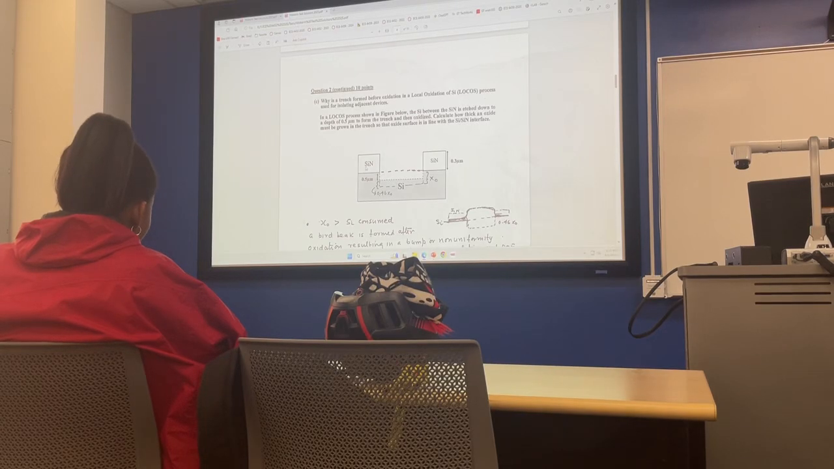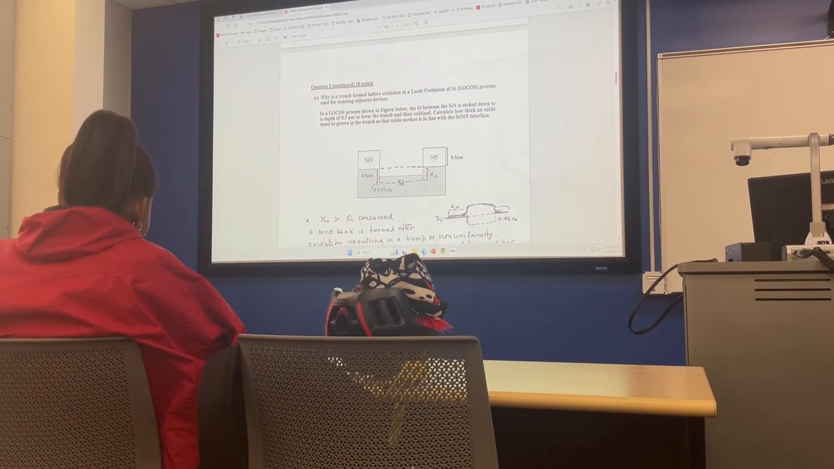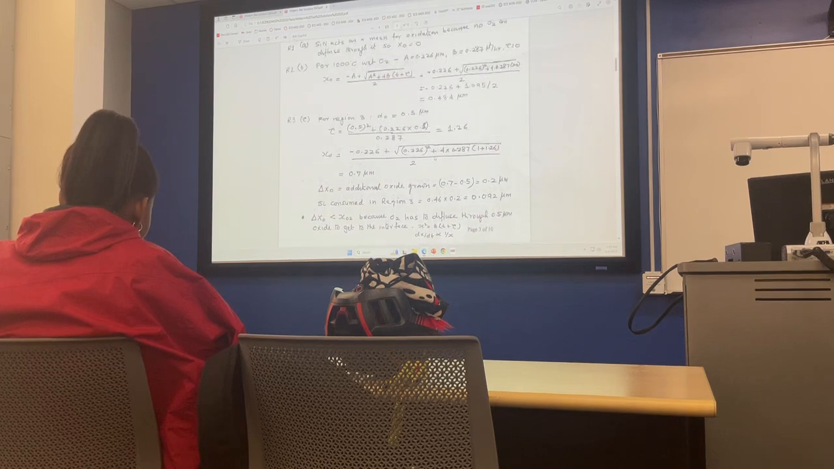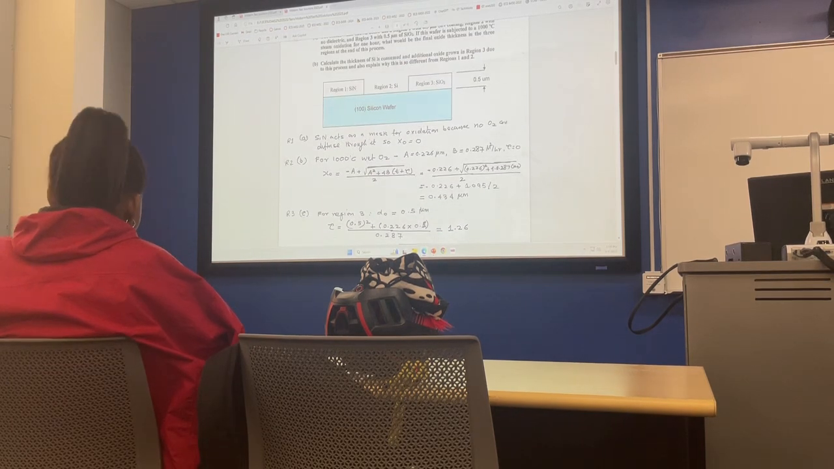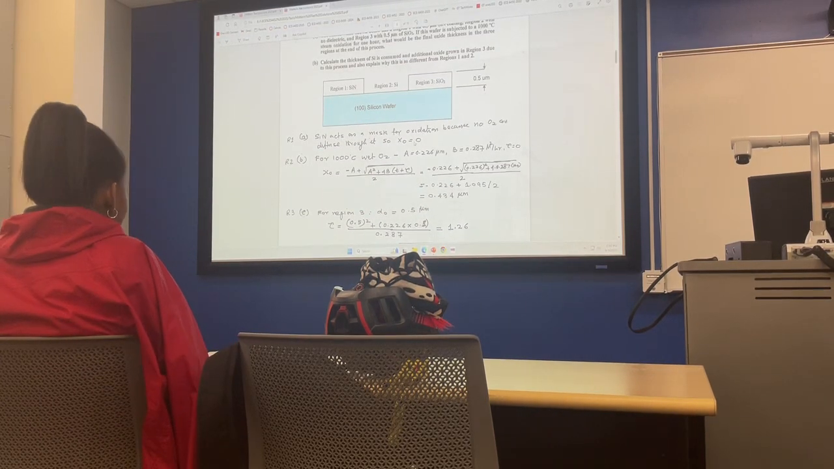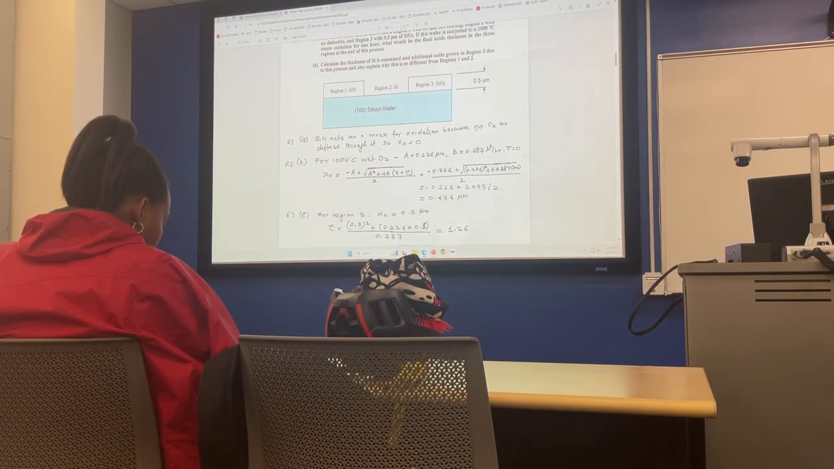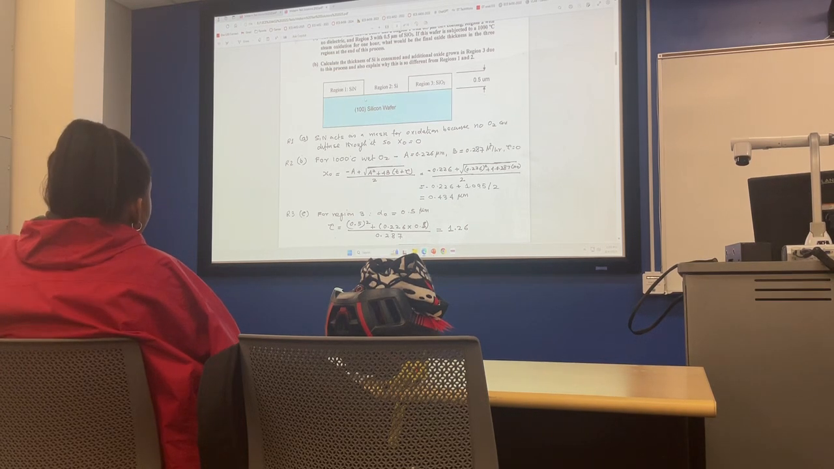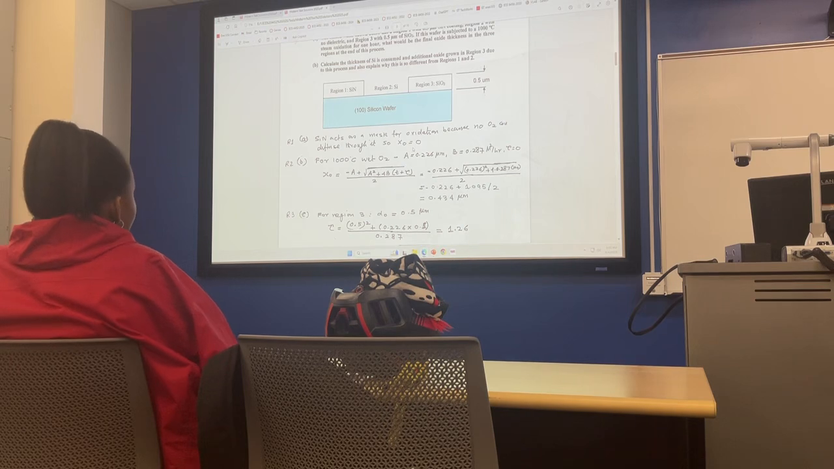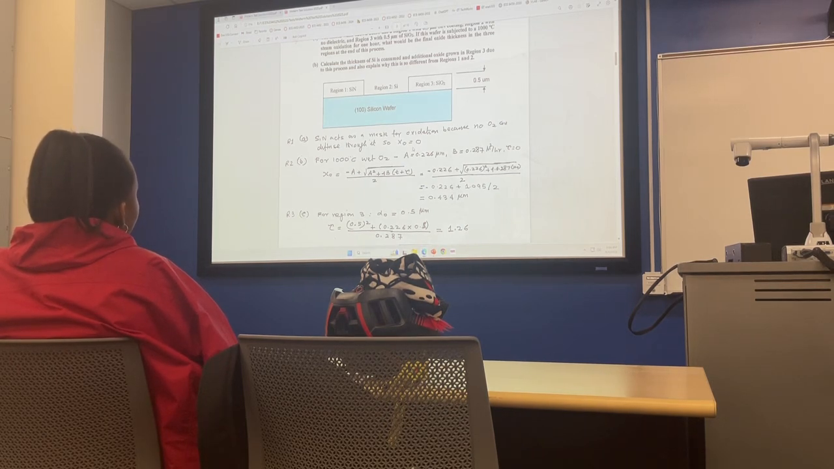Edge. Nothing is happening in this side. So the first answer was that there is zero oxide grown. So in region 1, X naught is 0 because silicon nitride is a mask for oxidation. So no O2 can diffuse through it. So there is no oxidation, and in this region, growth of oxide is 0.